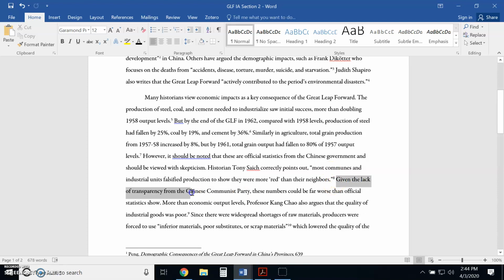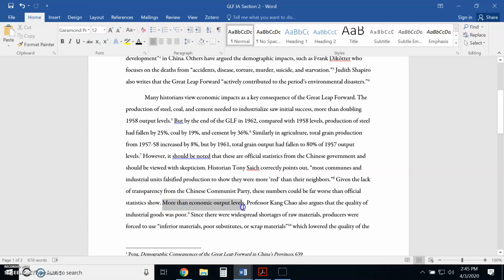More of my own thoughts. Given the lack of transparency from the Chinese Communist Party, these numbers could be far worse than official statistics show. See, this is a good way to evaluate evidence. This is me questioning evidence and assumptions, right? And I'm actually saying in this that the numbers of how bad the Chinese economy was are probably going to be much worse. So it's a good way for you to get in and say, okay, what's going on here? How can I add to this? How can I analyze more effectively?